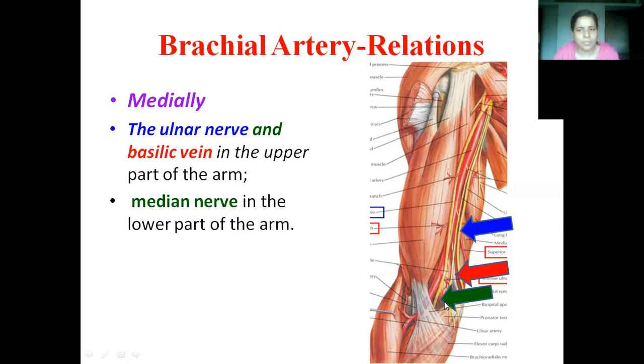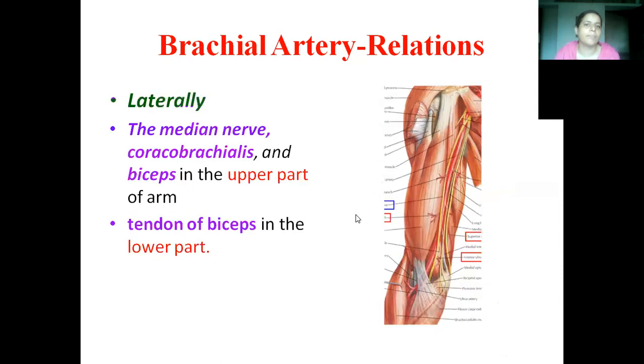Okay, so lower down you are seeing the basilic vein. And lower down, this is the median nerve in the cubital fossa. Laterally, the brachial artery in its upper part is related to the median nerve. This is coracobrachialis, and this muscle is biceps brachii. In the lower part, this artery is related to the tendon of biceps brachii.